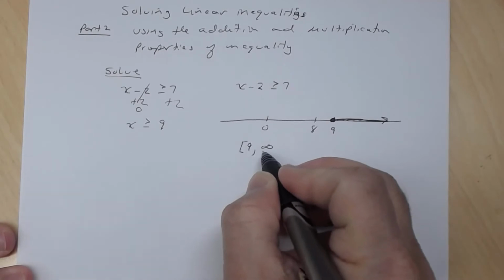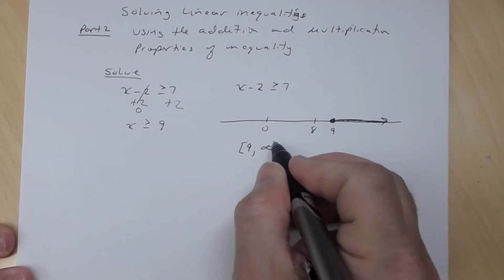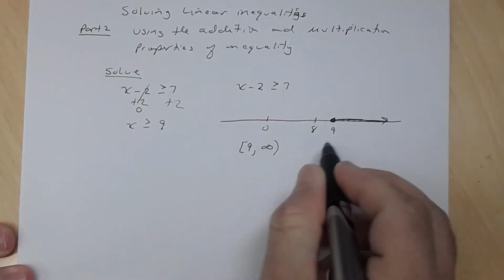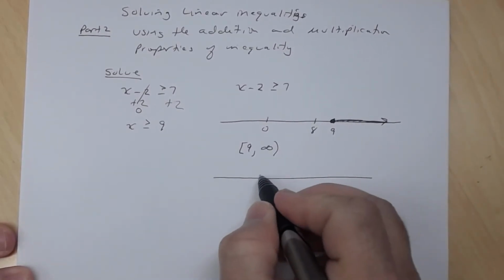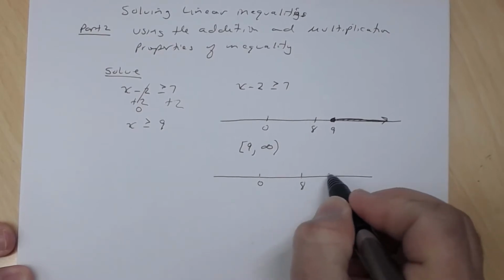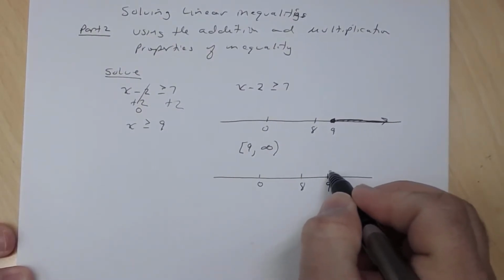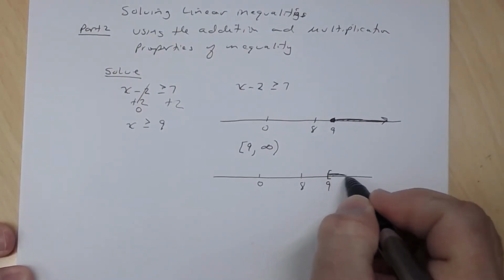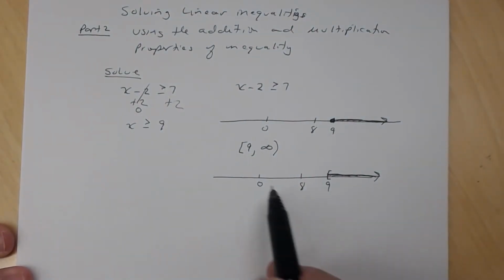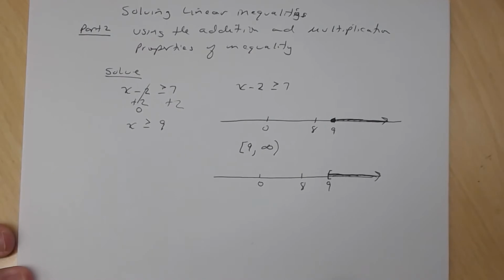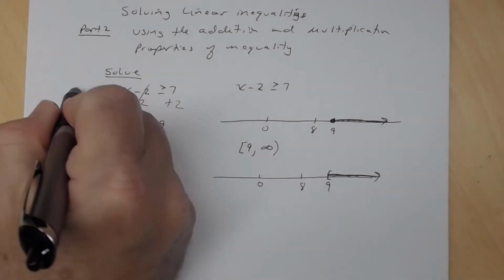Now remember, infinity, negative infinity, you're always going to use parentheses. All right, now if you want to use a bracket instead of a closed circle, so this is 0, this is 8, and this is 9, you would say bracket pointing to the right because your solutions are to the right, and you get this graph. Okay, the interval notation would be the same way. All right, so that was number 1.